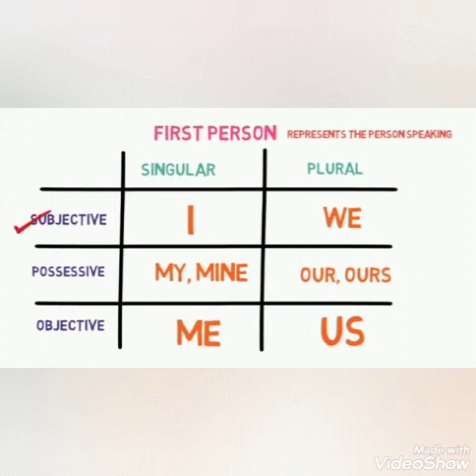Now for subjective, I is used for singular form and we is used for plural form. For possessive, my, mine are used in singular form and our, ours are used in plural form. And for objective, me is used in singular form and us is used in plural form.